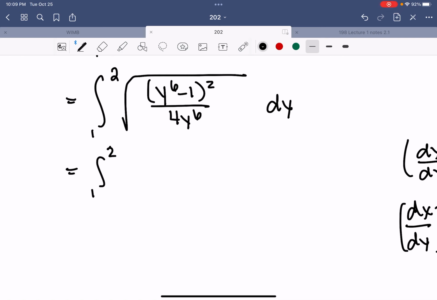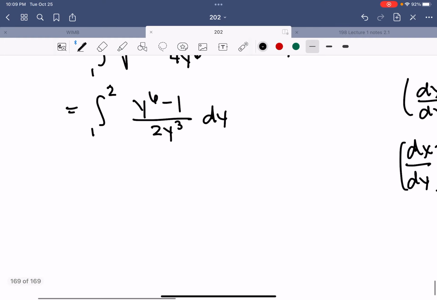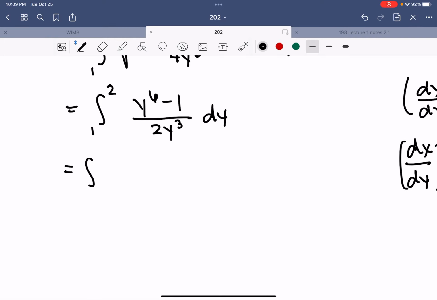I can go ahead and take the square root. That's going to give me y to the 6th plus 1 all over 2y cubed dy. And then we're going to divide that through. So this is the integral from 1 to 2 of the 1/2 I'm going to pull out front. And then we've got y to the 6th over y cubed is y cubed plus 1 over y cubed dy.